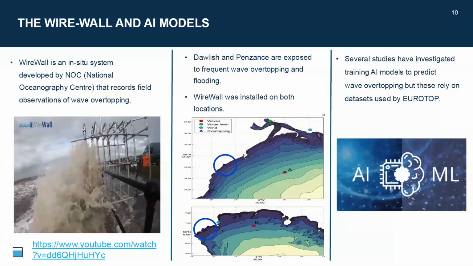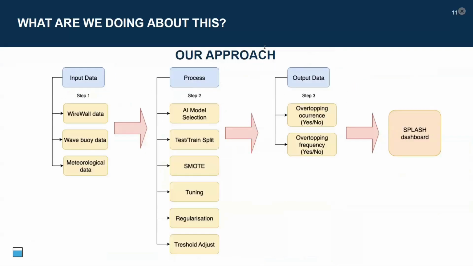In the meantime, several studies have investigated using machine learning models for wave overtopping prediction. However, they use data sets from Eurotop, so these models inherit the shortcomings of Eurotop, since they do not account for important variables like wind speed and direction. Well, this is our approach.